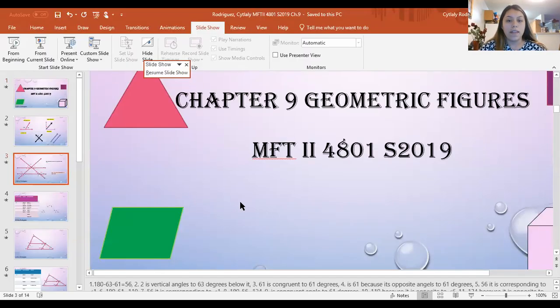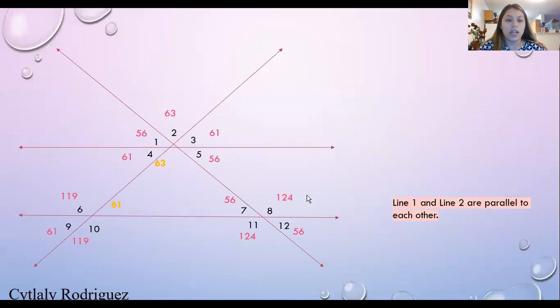So we know that in this figure, we are asked to find the measurements of angle 1 through 12. Line 1 and line 2 are parallel to each other. We are given 63 degrees and 61 degrees. To find angle number 1, we know that it's congruent to angle number 5, which would give us 56 degrees. To find angle number 2, we know that it's a vertical angle, which is supplementary to 63 degrees. Angle number 3 is supplementary to angle number 4, which are similar, which is 61 degrees.